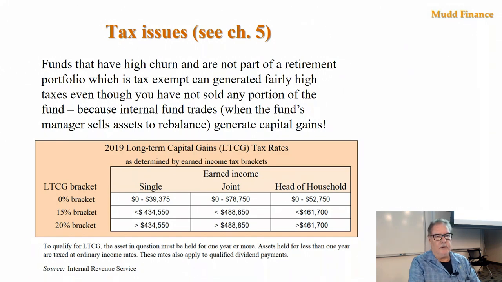Now, I'm not going to ask you to remember numbers like this. I want you to understand the general principle of why mutual funds have a bit of a tax disadvantage if they're not in a retirement account. If they're in a retirement account, then obviously none of this applies because the gains made, even if made internally within the fund, are not passed on as taxes to the fund holder because it's an IRA account.